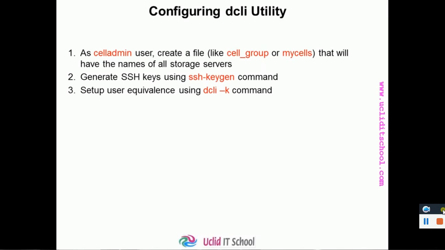It is a three-step process. Create a cell group file and mention all the cell details in that file, then generate an SSH key for each cell, then use dcli to set up user equivalence. Once these three steps are done, your dcli is configured. From now on, you can execute commands on multiple cells. This configuration is a one-time task. Once this is done, every day you can use dcli.